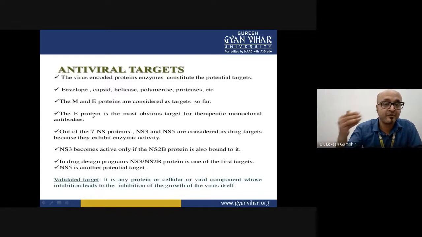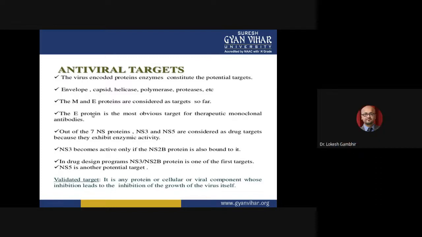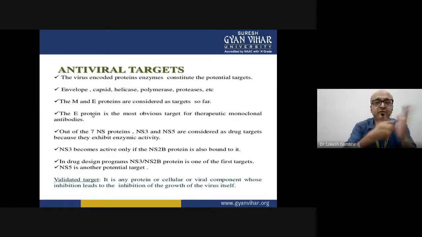Why? Because it is responsible for the attachment, and it is the protein present on the surface, right? So if I am using any antibody, it will be specific towards the E protein. If I am using any compound, it should be able to bind to the E protein, thereby changing its conformation or deteriorating it. And if it is degraded, then the virus will not be able to attach. If there is no attachment, then there is no infection of the cell. There will be no replication of that particular virus.